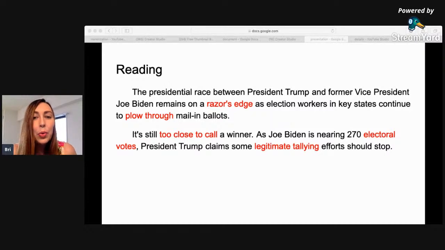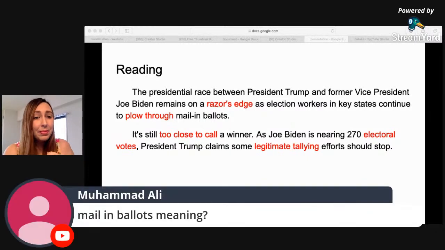Okay. Right. Anna says, but the judges didn't allow to stop the counting. Yeah, as far as I know, I think the counting is still continuing. Ali asked, mail-in ballots meaning. So mail-in ballots, the ballot is the vote. So for example, I live in Japan. So I requested a ballot. A ballot is just a paper and it says Donald Trump or Joe Biden. And I had to vote on a ballot. And then I had to send my ballot by mail, through the mail. So mail in means you sent it in the mail. Okay?